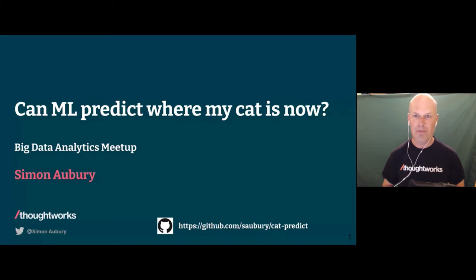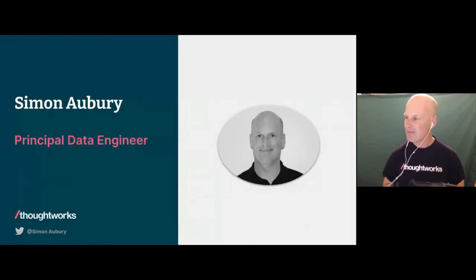Now, I don't know where you're joining from, but I'm joining from Sydney. It's 6 p.m. here, it's Thursday evening, and it's raining. And I wanted to answer a simple question. Can I actually use a machine learning model to predict where my cat is sleeping now? I wanted to spend just 20 minutes of your time sharing this story about how I used a Bluetooth tracker and some open source machine learning libraries to predict where my cat would be sleeping in the next hour.